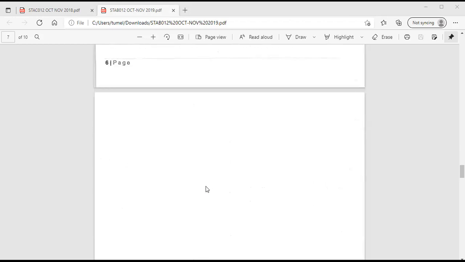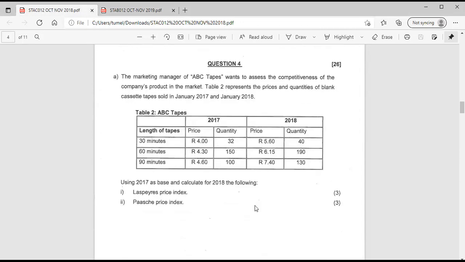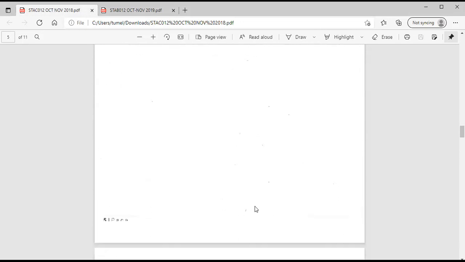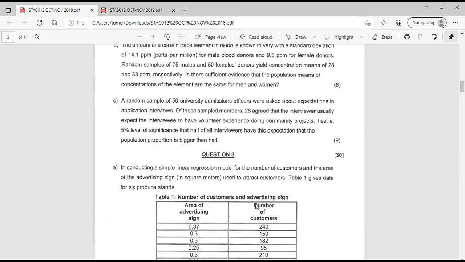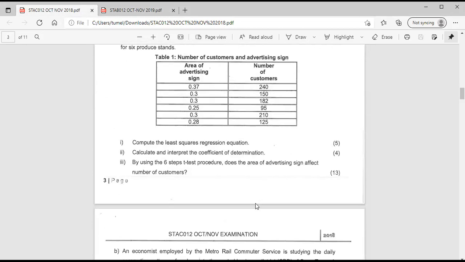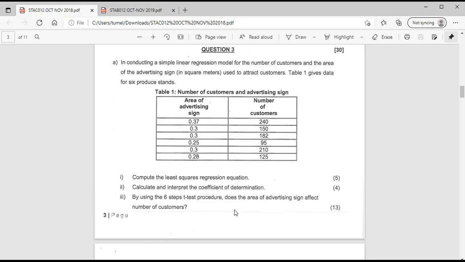There was another question from stack 012. This one here, I think it was this question. Yes, it was this one, question 3. I wanted to see what we were going to do. So this one is chapter 11, regression analysis. You cannot do this if you don't know the basics for regression analysis, unless you have worked on this, right?